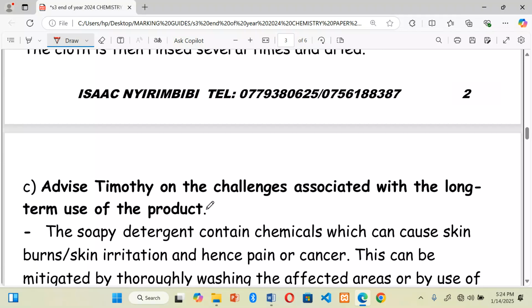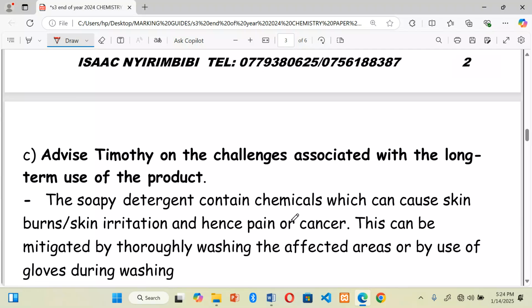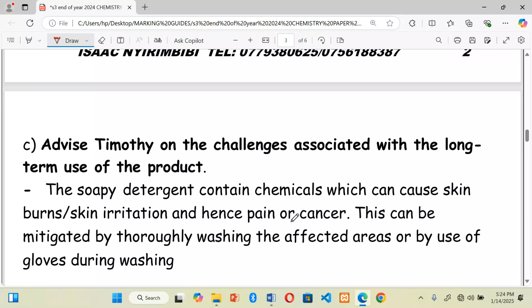Then part C is saying, advise Timothy on the challenges associated with long-term use of the product. So long-term use of the product, which product? This soapy detergent. So for the long-term use challenges, they want us to talk about the negative impact that it can bring about in the long run. But as we talk about the impact, we also talk about its effect, and finally talk about its mitigation. So now let's look at this.